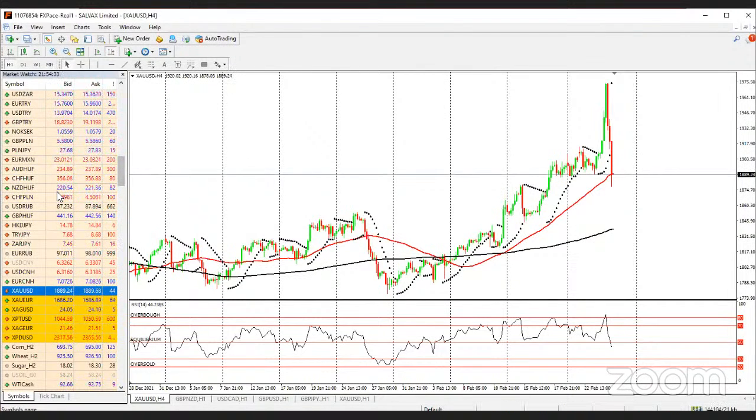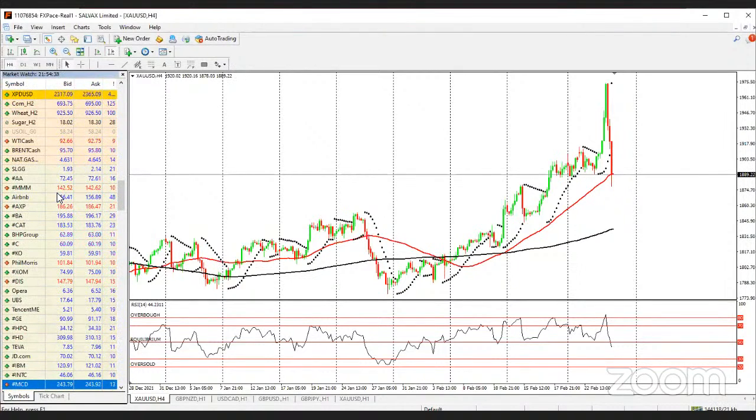So this is gold, and you will see Bitcoin. You see, these are companies, companies whose shares are traded.